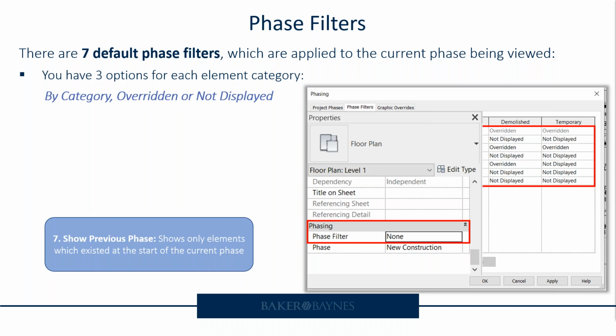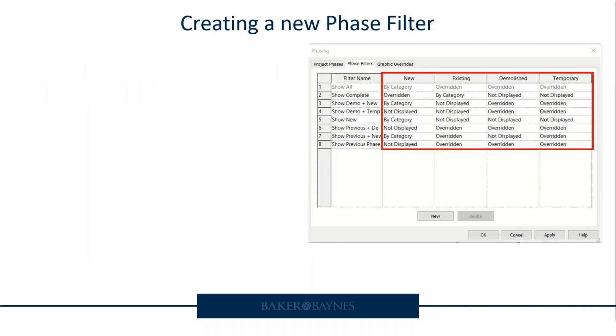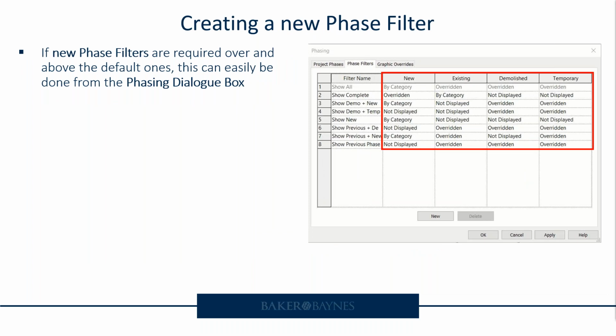Okay, so that is just showing you where the phase filter is applied once again. And if you set it to none, it means that you don't apply a filter to a view, obviously, and that will result in multiple objects coexisting in one place. So just keep that in mind. Then if you need to, for some reason, create a new phase filter over and above the default ones that exist, you can easily do so from this phasing dialog box.